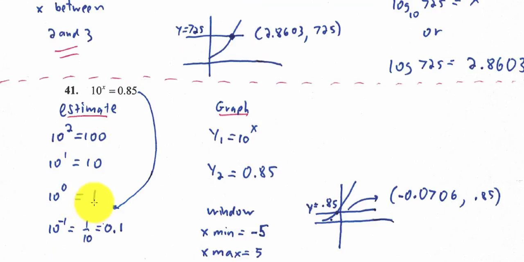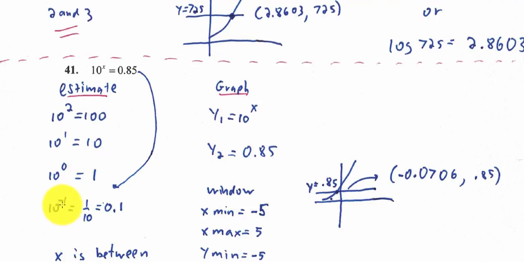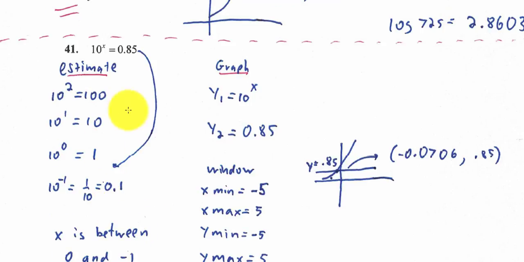All right, that 1's getting closer. What about a negative 1? 10 to the negative 1 is the same as 1 over 10, or 0.1. So 0.85 is between 1 and 0.1, but the value of x that will result in 0.85 is between 0 and negative 1.